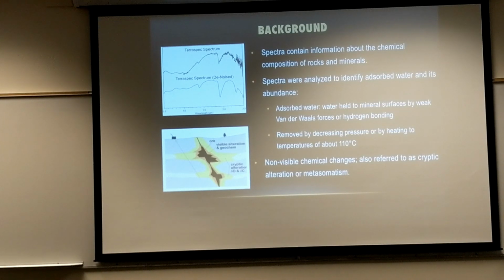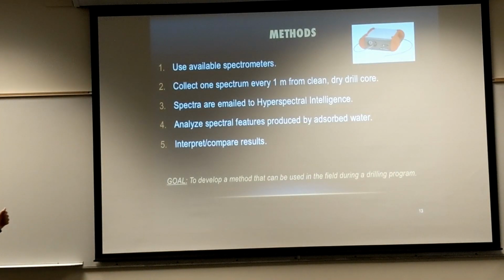So this is really subtle water that is sitting in the grain, adsorbed onto the grain surfaces. This is a non-visible chemical change, and it's also referred to as cryptic alteration or metasomatism in ore deposits, when you start looking for alteration around ore deposits.